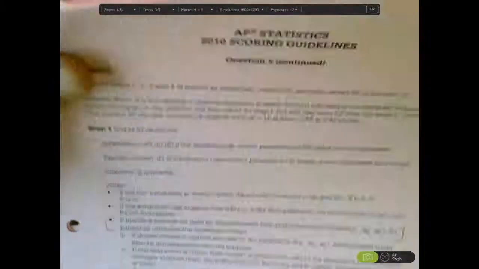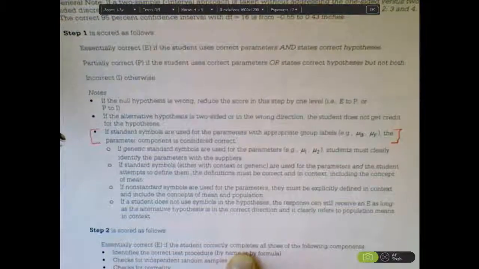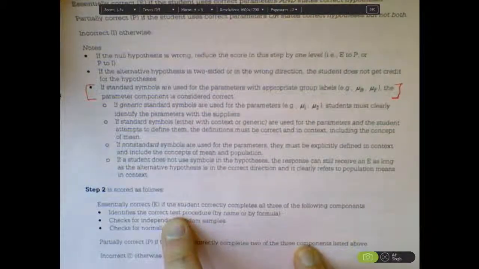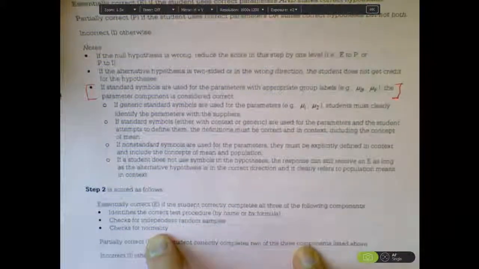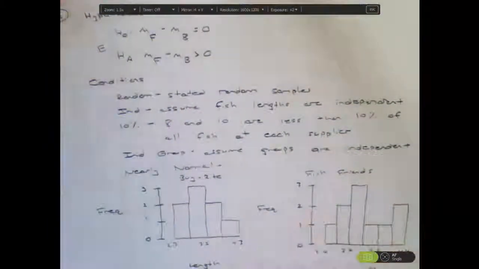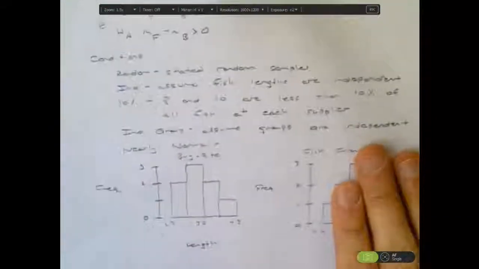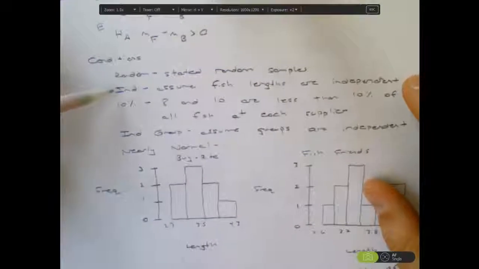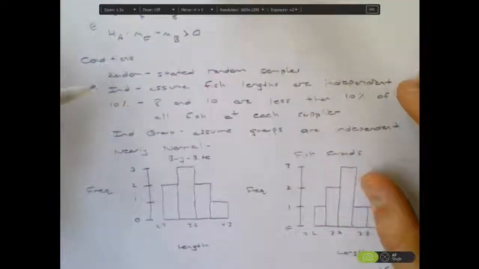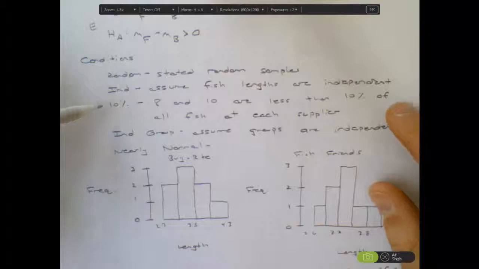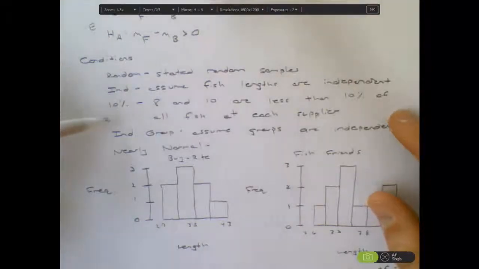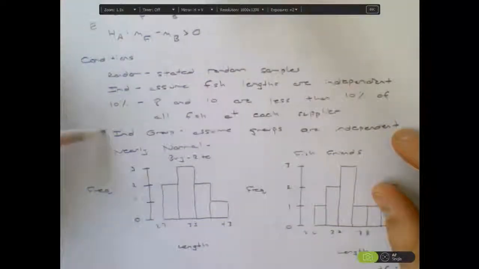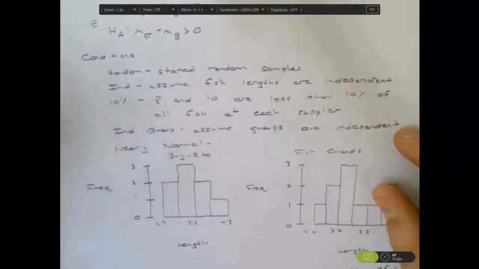Okay, step 2. We're looking for 3 components in order to earn essentially correct: the test name, checking for independent random samples, so independent groups, and normality. So here, stated random samples, they stated that in the stem of the question. But that's not the independent random samples, I'll get to that in a minute. I'm going to assume that 1 fish length is independent of another. 10% condition, definitely less than 10% of all fish at each place. This is the independent random samples, independent groups. I'm assuming the groups are independent.